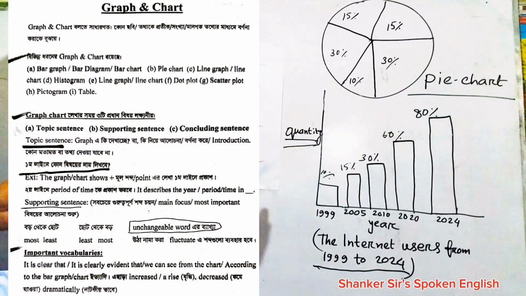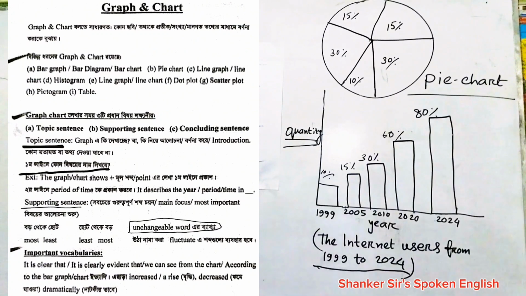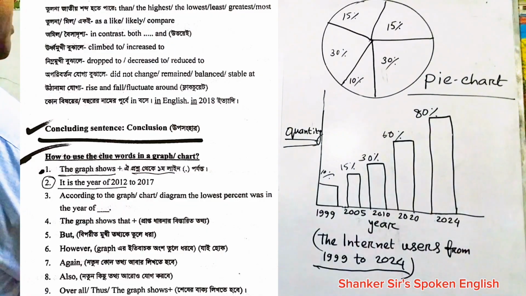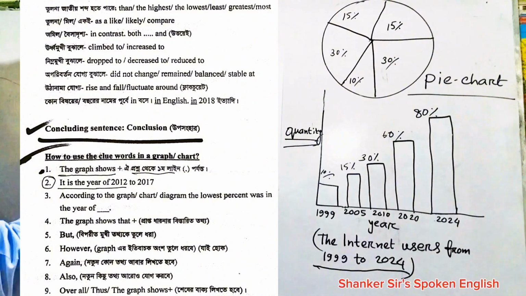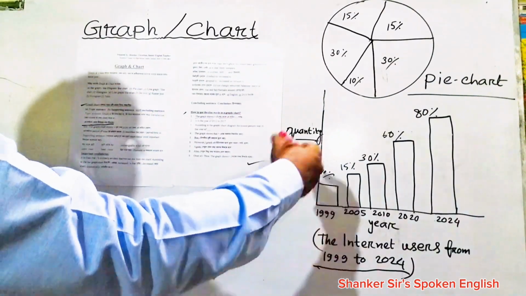You have to write that the graph or chart shows. After that, I express the main words or points of the first line. That means how we can start our writing. It has been described this way. The graph shows. Next, the first line from the question, the one given for your discussion. The graph shows that the users of the internet are going to rise day by day.